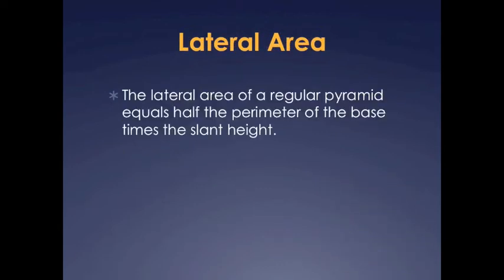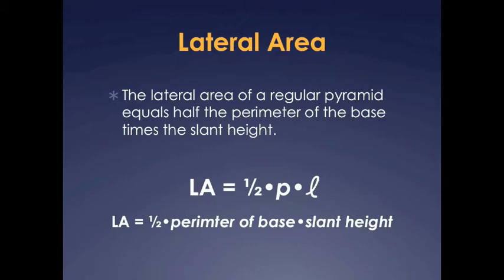Now, the lateral area of a regular pyramid equals half the perimeter of the base times the slant height. So my lateral area is 1/2 times the perimeter of the base times the slant height. LA equals 1/2 times perimeter of the base times the slant height.